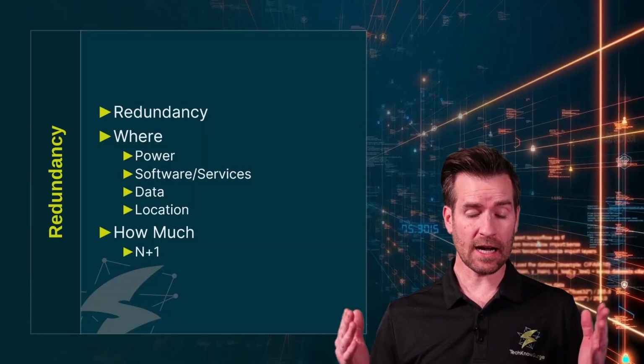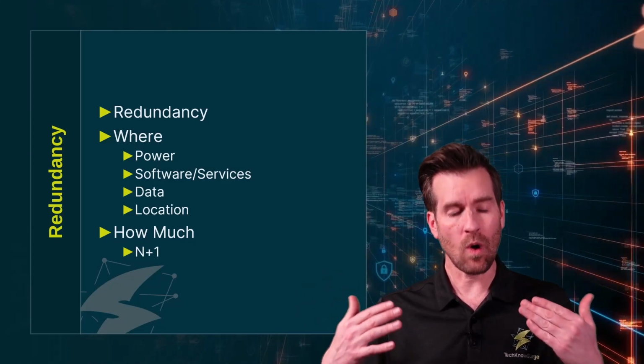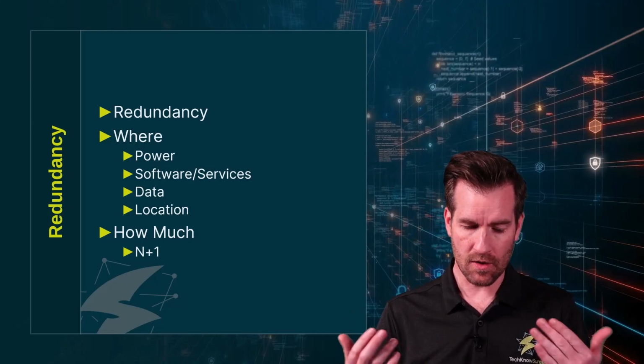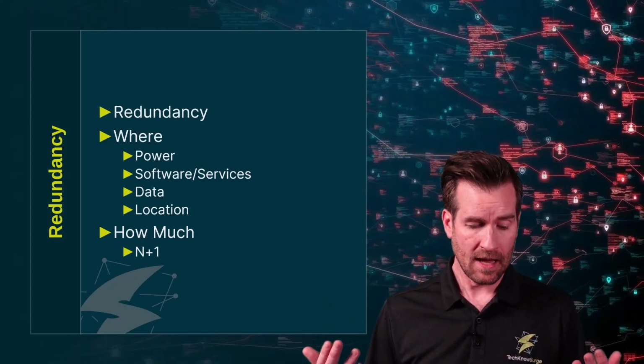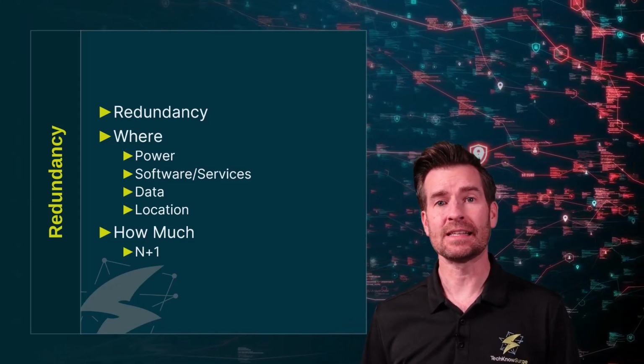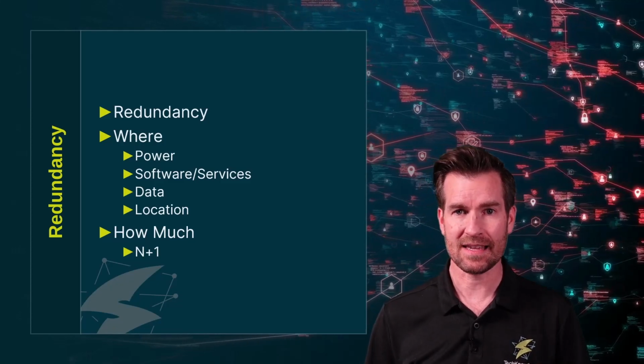In this video, we're going to briefly explain what redundancy is. We're going to get into where you want redundancy, being power, software, services, data, location, pretty much everywhere. And then how much redundancy you're going to need. And there's something out there called N+1, so we'll discuss N+1.